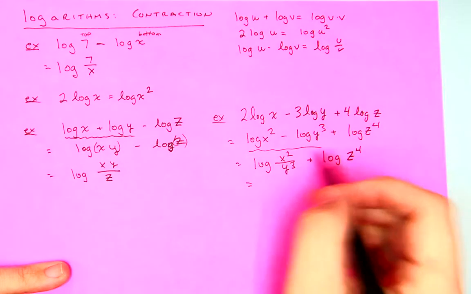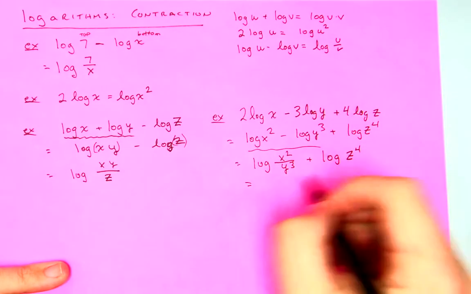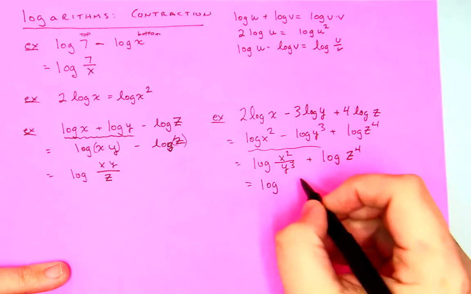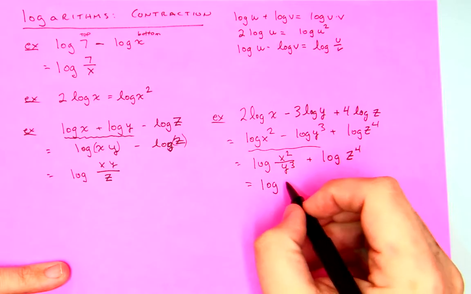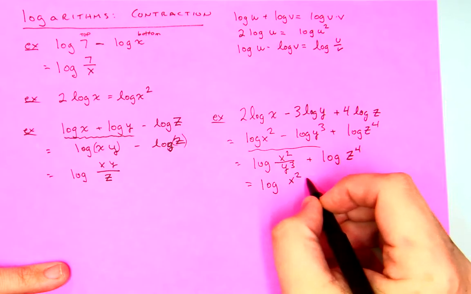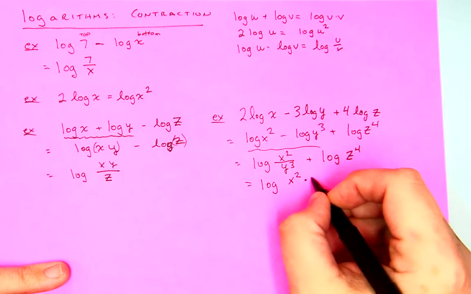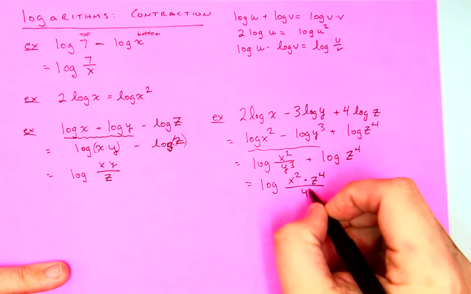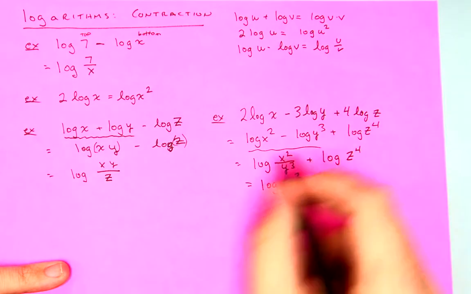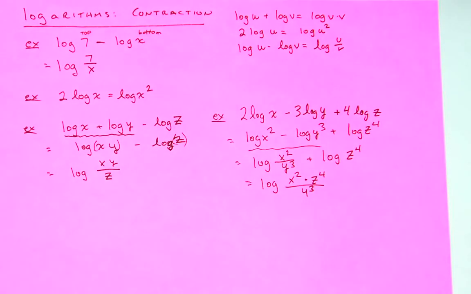Now, adding is multiplication, so I have to multiply all this by z to the 4th, so I'm going to get log of x squared. Now, since I multiply it, multiplying goes in the denominator over y cubed, and we get our answer. So condensing, you just got to be a little bit careful, but since multiplication and division kind of go hand in hand, same level on the order of operations, just got to make sure.